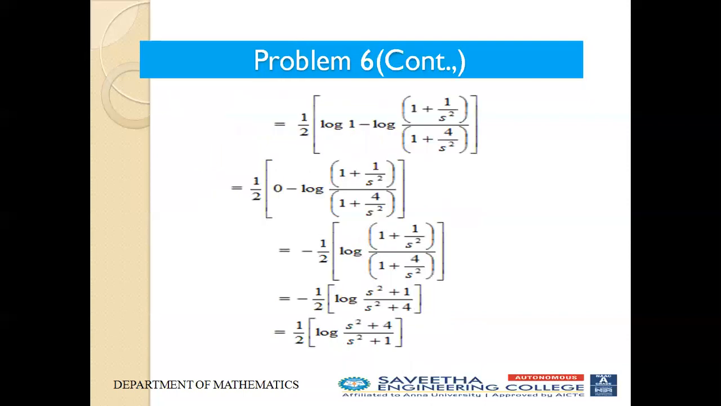Log 1 value is 0, minus log of (1 plus 1 by s square) divided by (1 plus 4 by s square). We are going to take the LCM and then we will get minus 1 by 2 log of (s square plus 1) divided by (s square plus 4). By using the logarithmic property, we can write 1 by 2 log of (s square plus 4) divided by (s square plus 1).